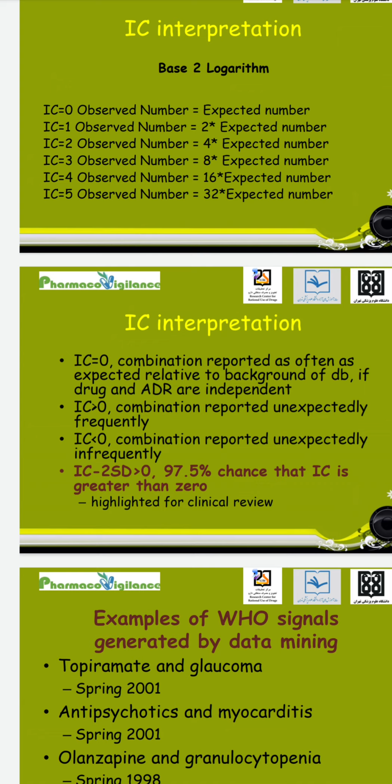If the IC is more than 0, the combination is reported unexpectedly frequently. If the IC is less than 0, the combination is reported unexpectedly infrequently. If the IC 2.5 percentile is more than 0, there is a 97.5% chance that the IC is greater than 0, highlighted for clinical review.